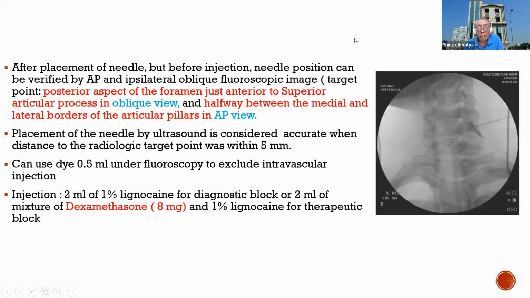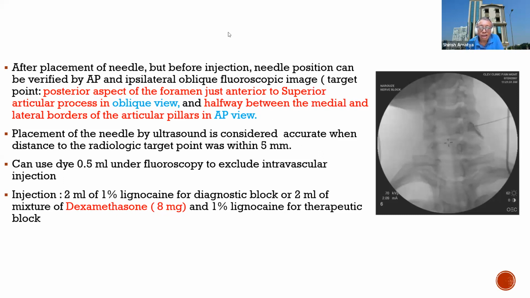And always remember, in AP view, the needle tip should be between the medial and lateral border of the articular pillar, at the level where you are blocking the nerve. And in ipsilateral oblique view, the needle tip should be just anterior to the superior articular process. So we can be double sure and increase our safety and confidence while injecting any drug, especially for the selective cervical nerve root block.